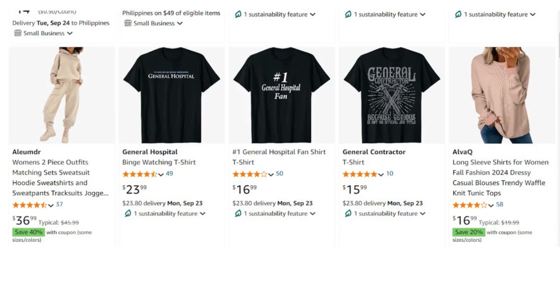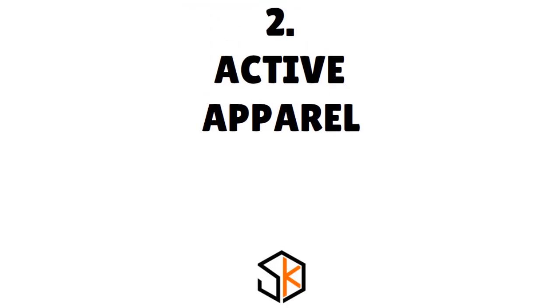So this is kind of important. And women spend way more on clothing than men. Okay, just be aware of that. And children way less. So besides general apparel, you also have active apparel.